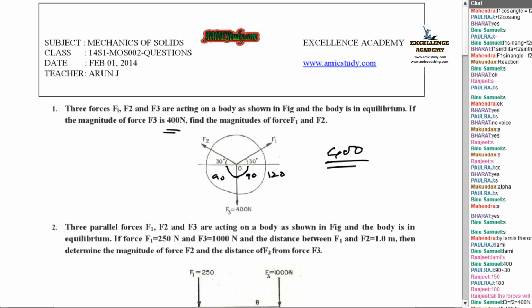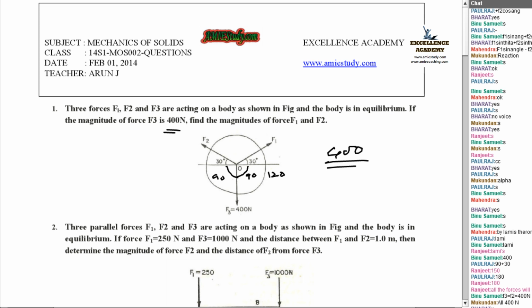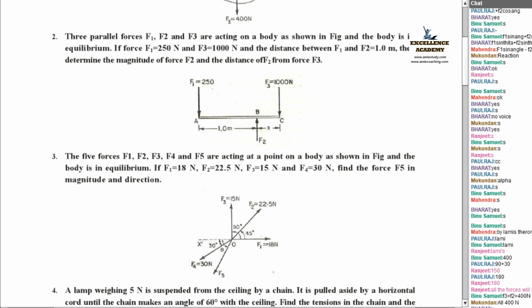So now the application of Lami's theorem is familiar to you, isn't it? And it is also familiar how you can find out the angles. That is required when you deal with the free body diagram. Yes. Moving to the next question.